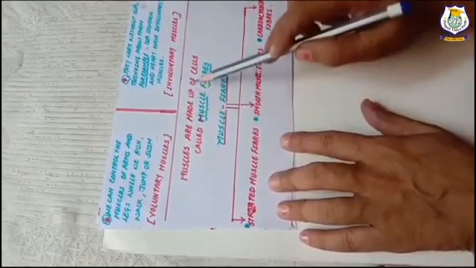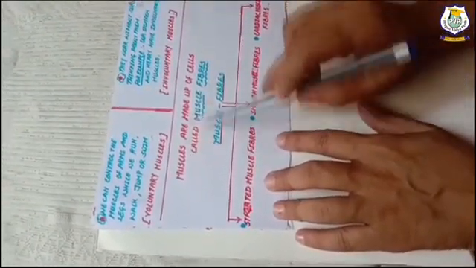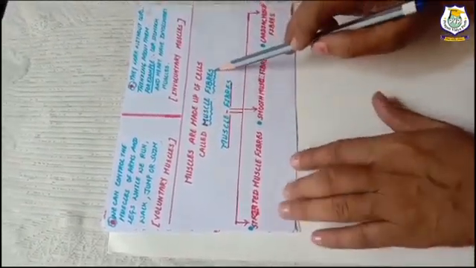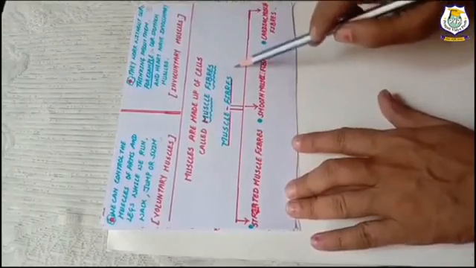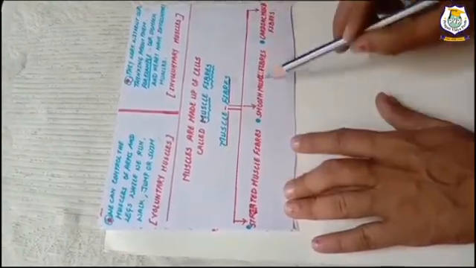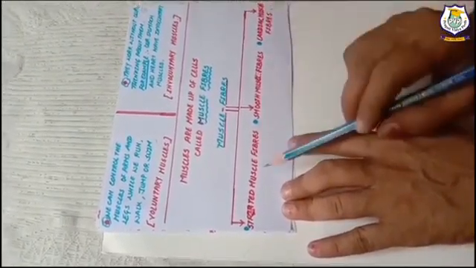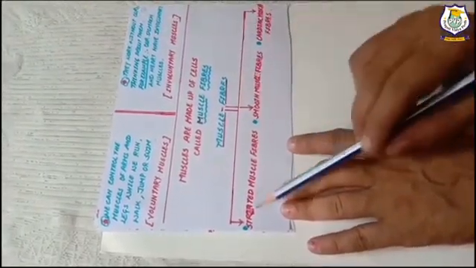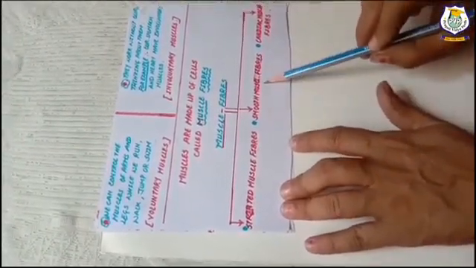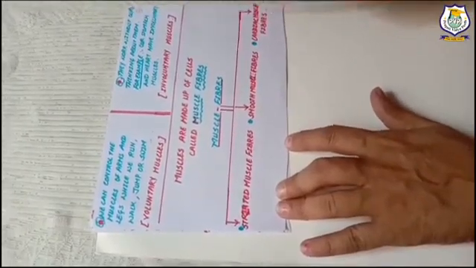Muscles are made up of cells called muscle fibers. Muscle fibers are divided into three groups: striated muscle fibers, smooth muscle fibers and cardiac muscle fibers. What are the three types of muscle fibers? First, striated muscle fibers. Second, smooth muscle fibers. And the third one is cardiac muscle fibers.